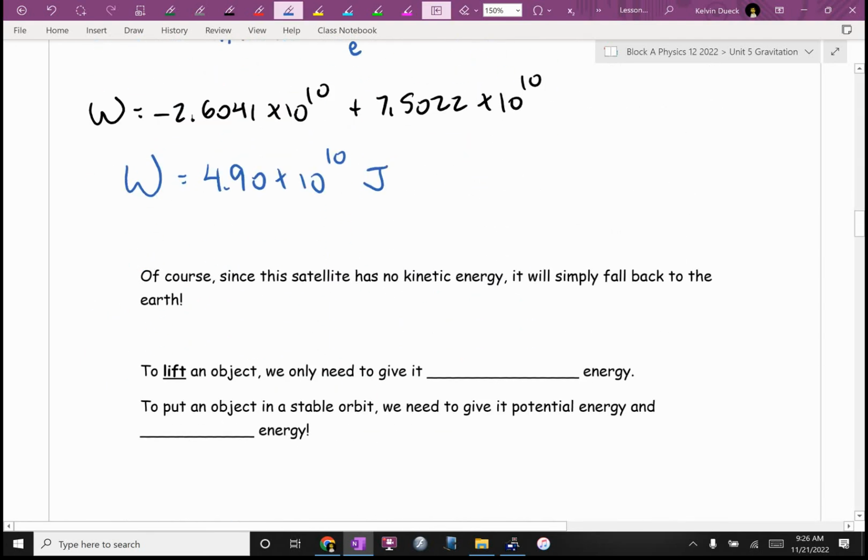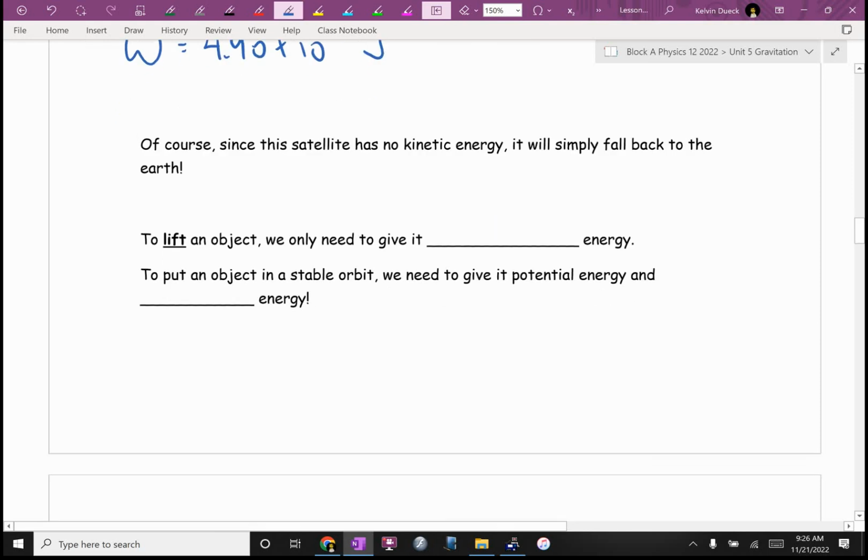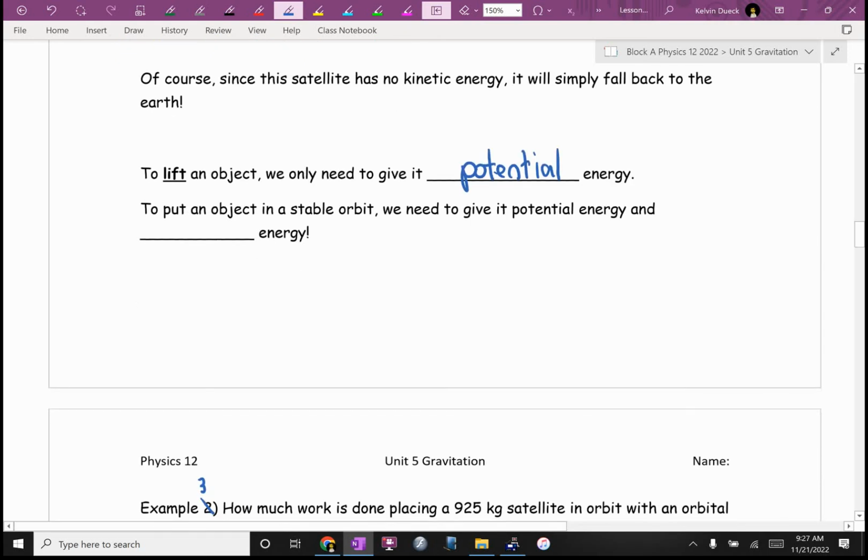In fact, I wrote here, since this satellite has no kinetic energy, basically all we've done, if this tennis ball is the satellite, is we figured out how much work to get it up there, but it's going to come crashing back down right away, unless we give it the right sideways energy. To lift an object, we only need to give it potential energy. So when you're doing work, you can cross out the change in kinetic. But to put an object in a stable orbit, we need to give it potential energy and kinetic energy.